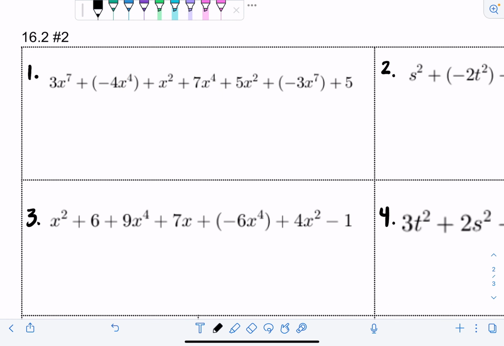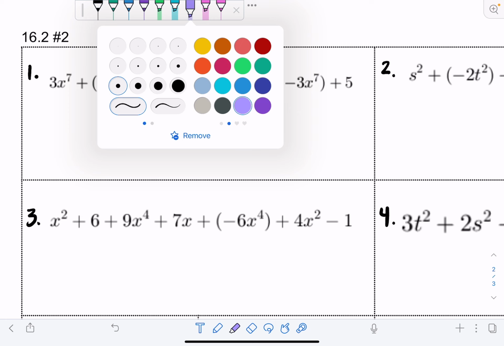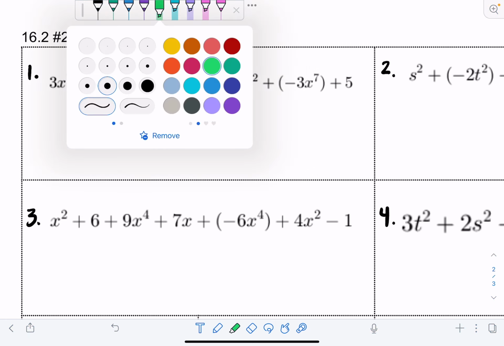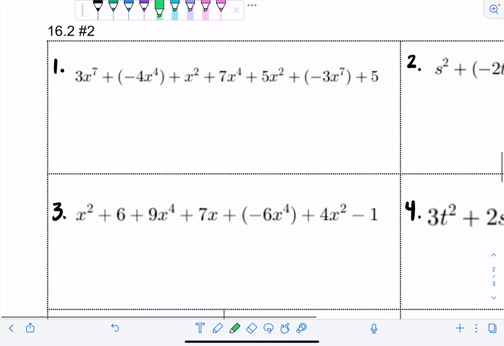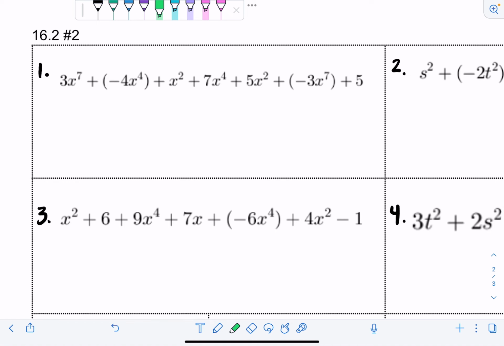Okay, so number 1, 3x to the 7th plus -4x to the 4th plus x squared plus 7x to the 4th plus 5x squared plus -3x to the 7th plus 5. That's a big mouthful. So I want us to go through and identify what our like terms are. Remember that like terms are terms that have the same variable to the same exponent. So these all have x's, but they don't all have the same exponent, so they're not all necessarily like terms.